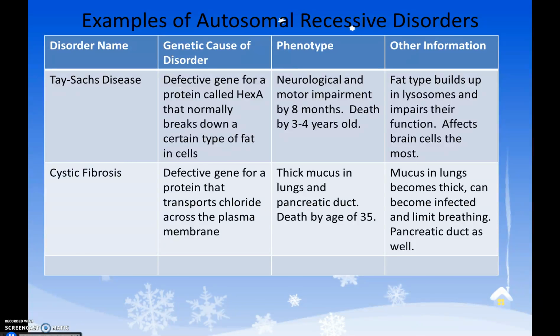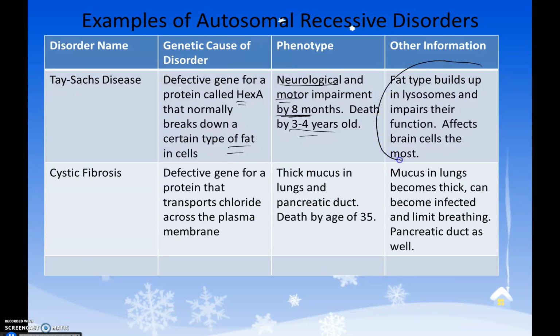Here's 2 that I want you to know about: Tay-Sachs disease and cystic fibrosis. Tay-Sachs disease, people need to make a protein called hexa that breaks down certain types of fat in cells. People that have Tay-Sachs disease, they don't live very long. They have brain problems, motor problems, they can't move their body quite as well. We see this by 8 months. Those babies aren't hitting these normal developmental milestones they're supposed to hit. And by 3 to 4 years old, they can't tolerate this anymore.